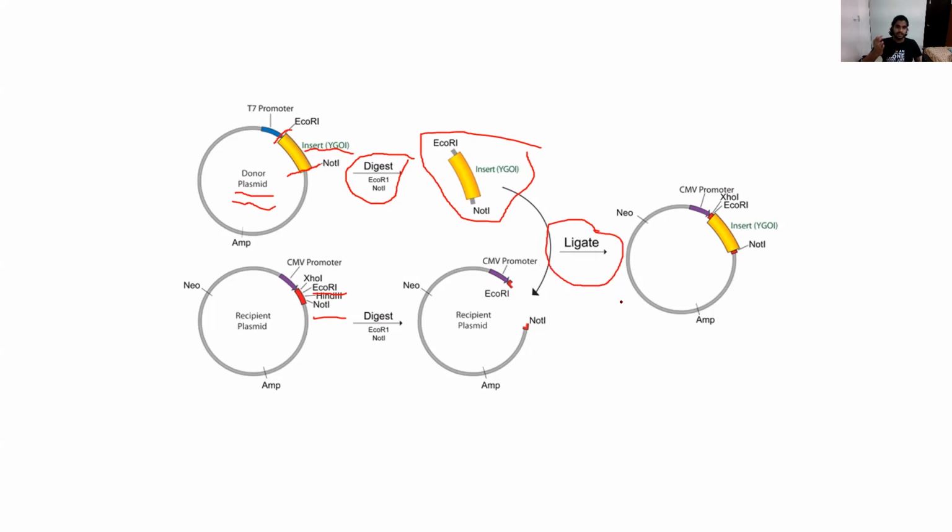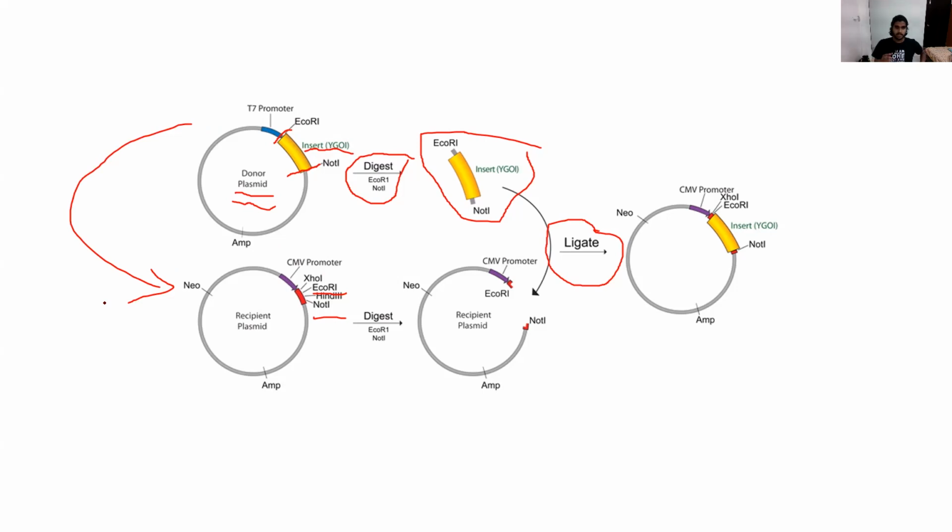So you ligate this insert into this recipient plasmid, and therefore you have successfully taken this DNA piece from one plasmid and introduced it into another plasmid. That's essentially what's happened. You've transferred this DNA piece from one plasmid to the other. Ignore all the other complicated things written in the slide.